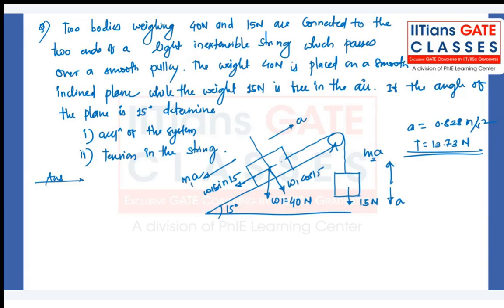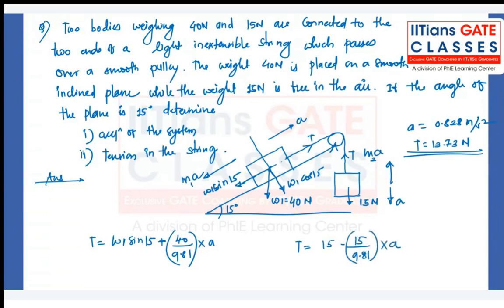So from the first figure, for the first block W1, the tension in the string can be written as W1 sine of 15 plus mass times acceleration, M1A, that is 40 divided by 9.81 into acceleration. For the second block W2, tension can be written as 15 minus 15 divided by 9.81 into acceleration. If you equate these two equations, equation number 1 and 2, you will be able to get the value of A.